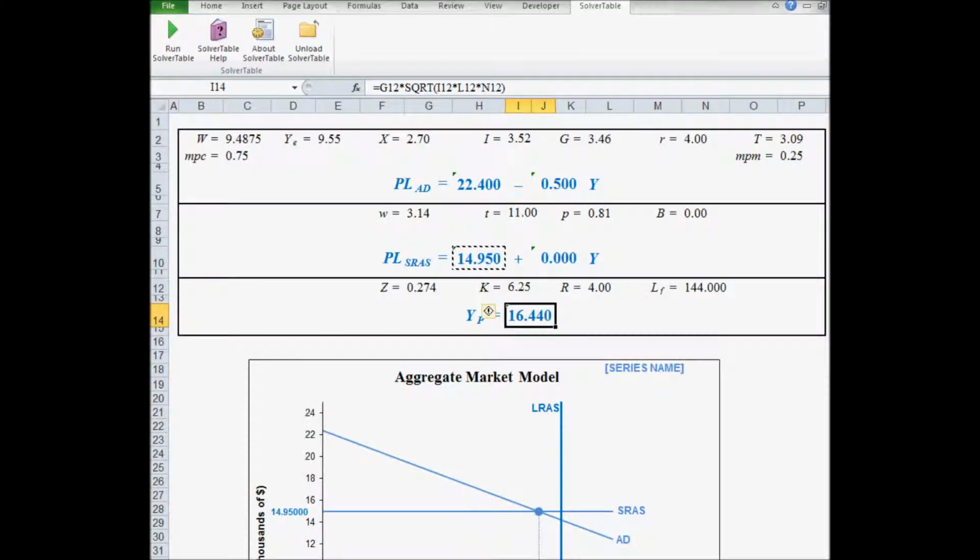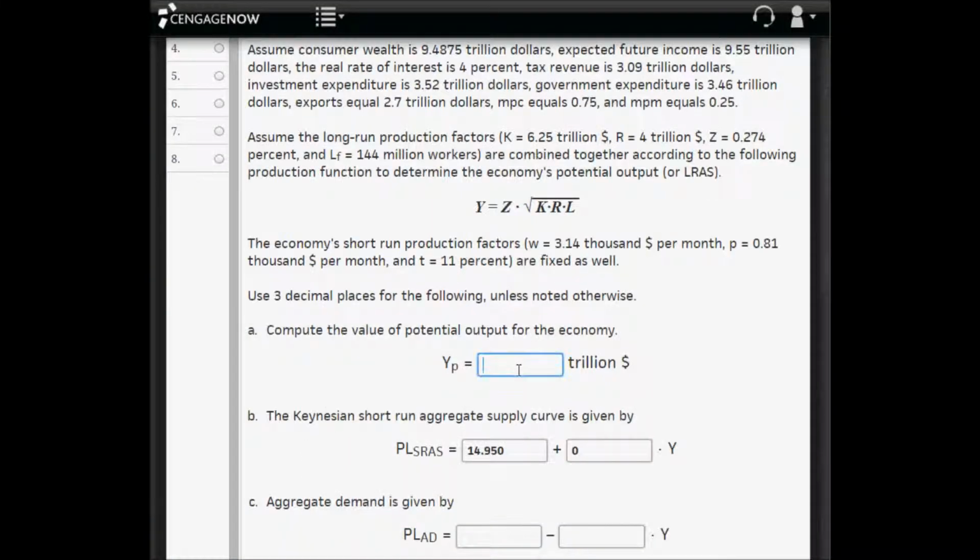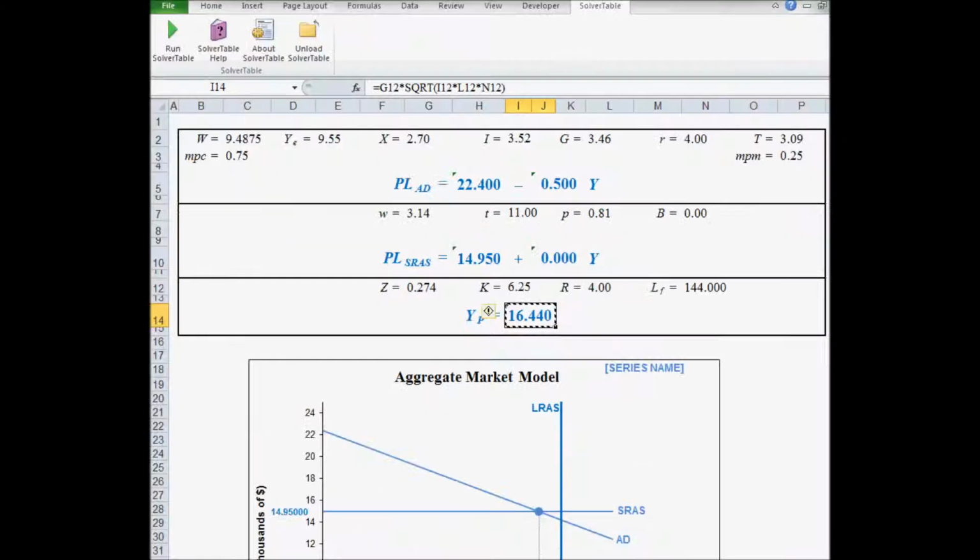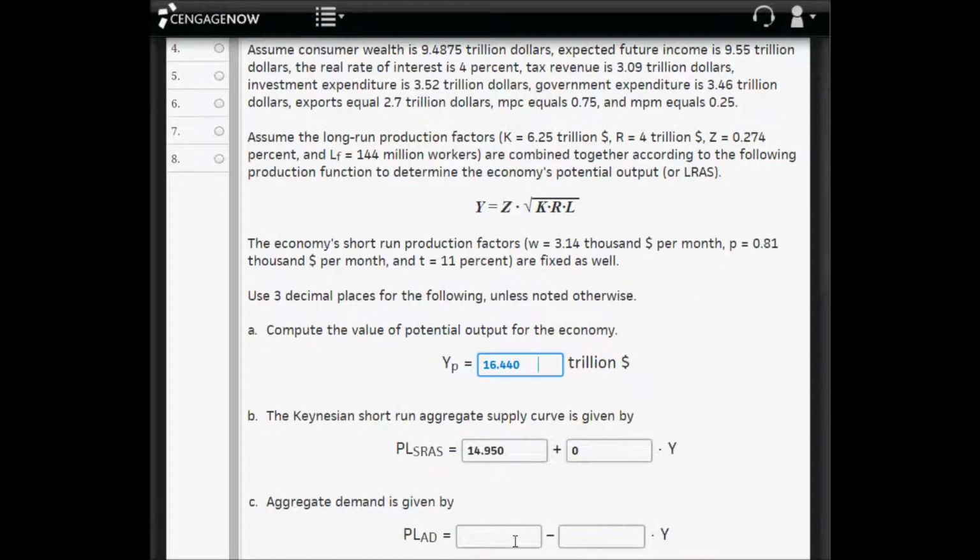Potential GDP, 16.44. I'm going to copy that into Cengage now. And then the intercept of aggregate demand, 22.40. And then the slope of aggregate demand is the MPS, in this case 0.25, because it's equal to 1 minus the MPC. It's 0.25 plus 0.25, the MPM. So the slope of aggregate demand is 0.500.